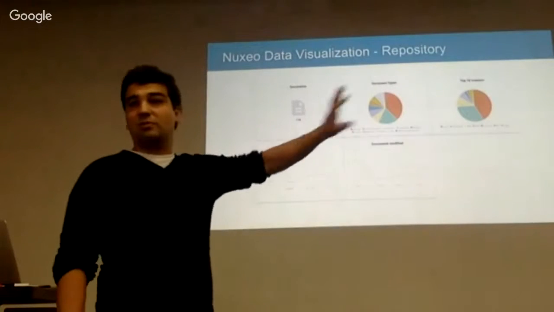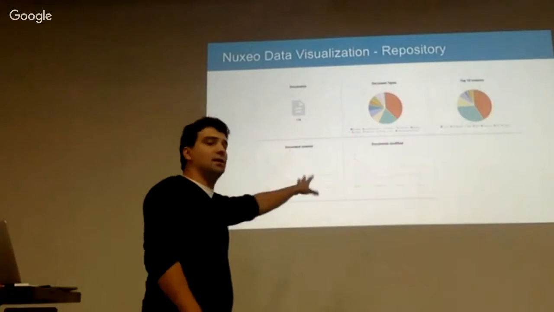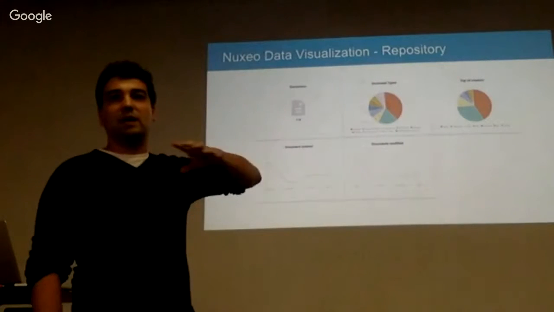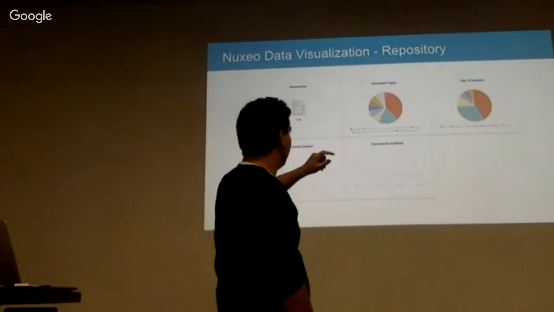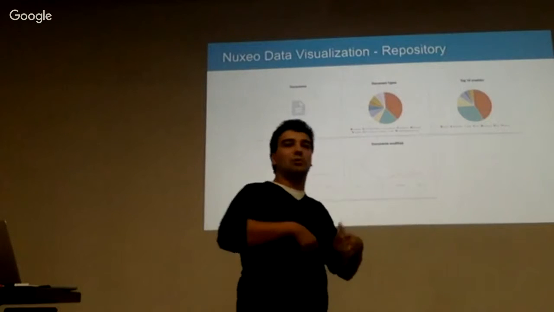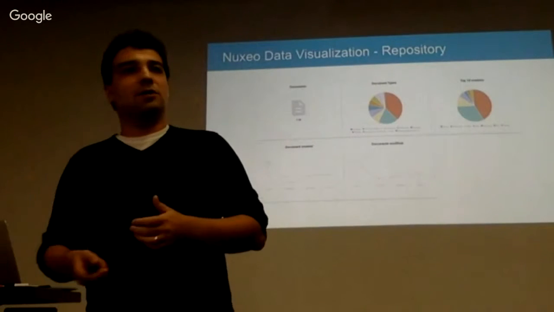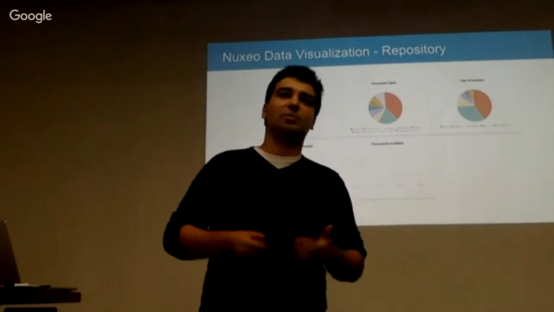So we started at the most obvious option. We started looking at the content repository, the documents. We now provide a default dashboard that gives you a small overview of what it looks like. You have a distribution per document type. You can see the top 10 creators. You have some nice line charts around the documents modified per week, documents created per week, etc.